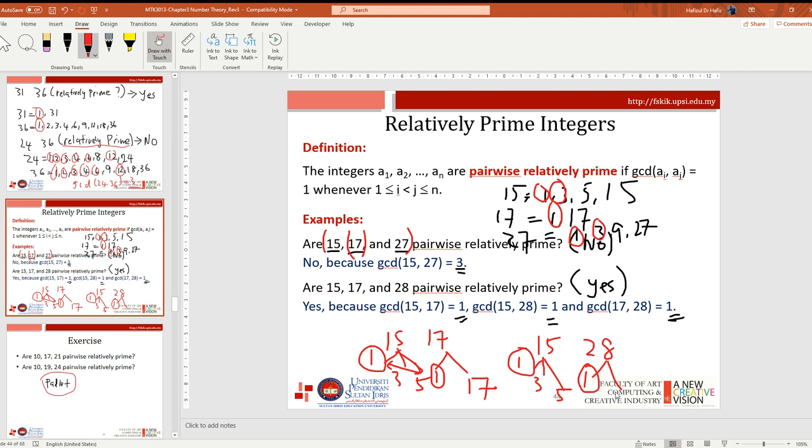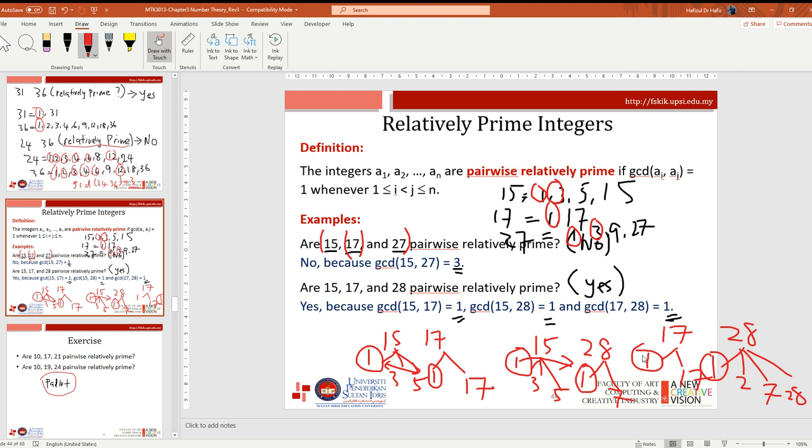1 and 7 are relatively prime, no common divisor except 1. Okay, and then for this 17 and 28, also we have 1, 17, and this one has 1, 2, 7, and 28. Only 1. Okay.